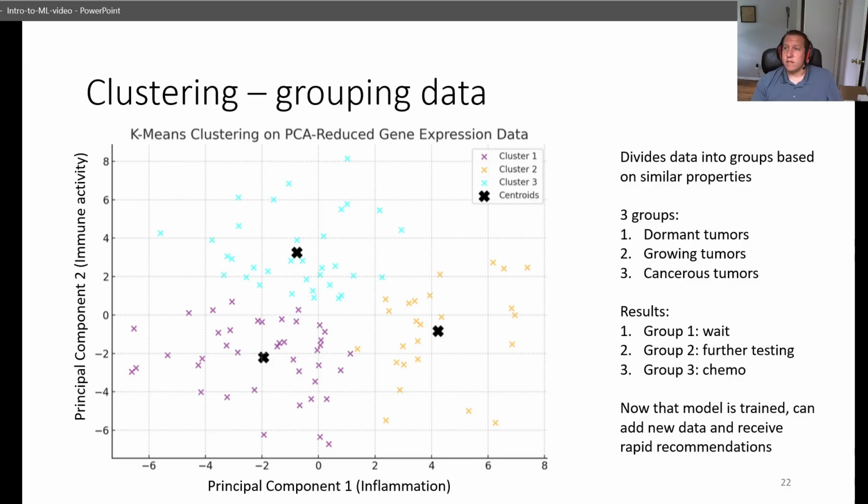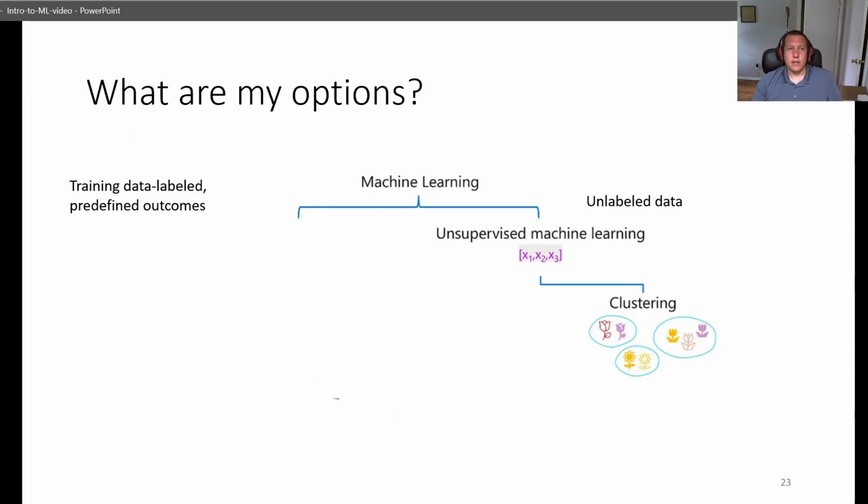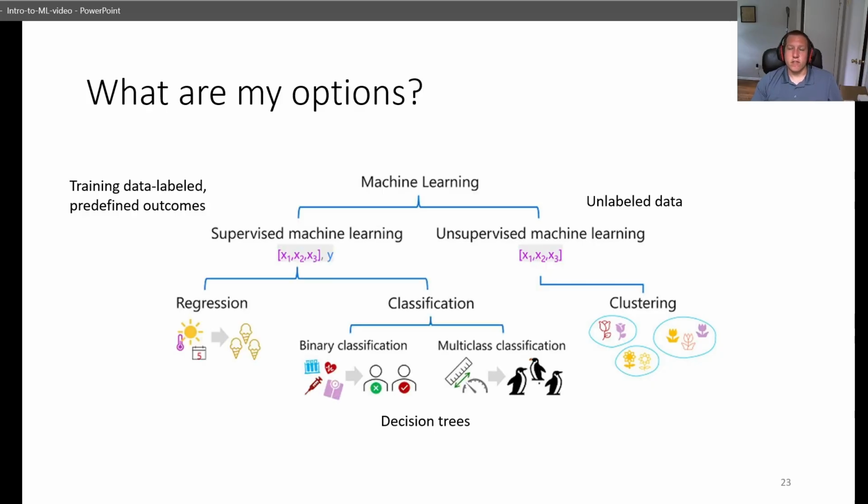And that's an example of using unsupervised learning to create a functional model for analysis. But what if we have labeled data or predefined outcomes? Then we can use supervised machine learning, which has a number of options. You can use regression to predict patterns or classification to create categories or decision trees. So what are these options?